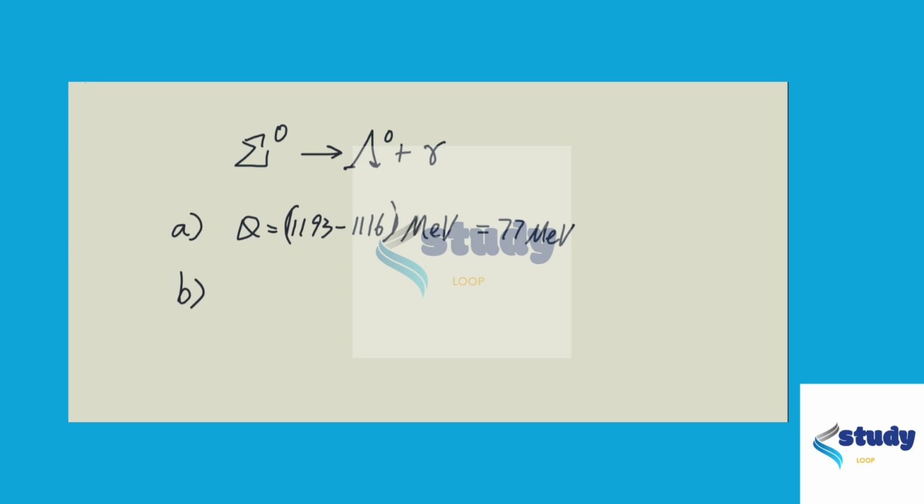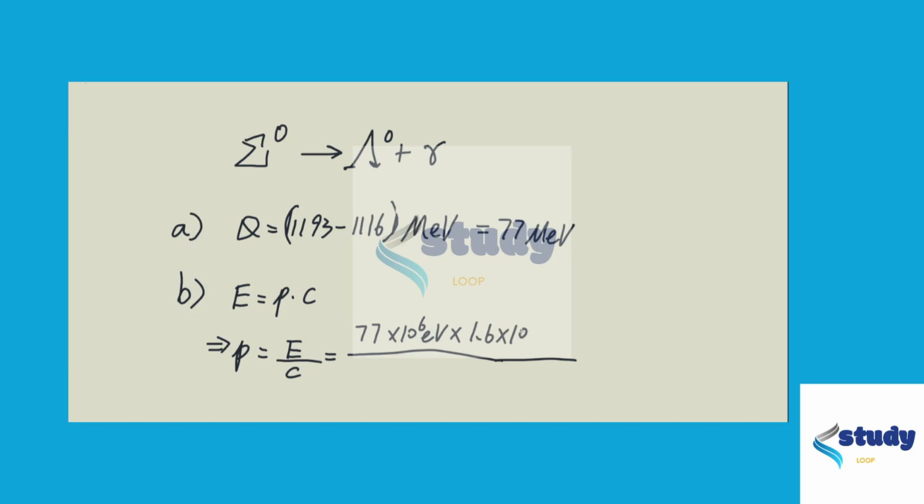And then it asks us to find the momentum of the photon. Well, momentum and energy are related by energy equals momentum times the speed of light. So here we can find the momentum by taking the energy of the photon and dividing by the speed of light. So the energy is 77 times 10 to the 6 eV. But we want to convert to SI units, so 1.6 times 10 to the negative 19 joules per electron volt, over 3 times 10 to the 8 meters per second.